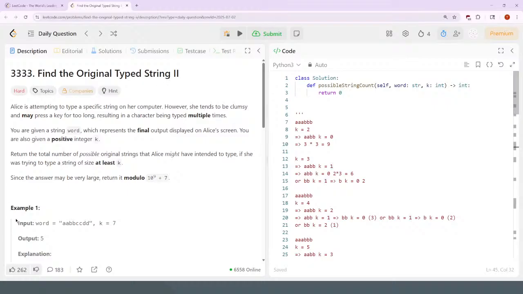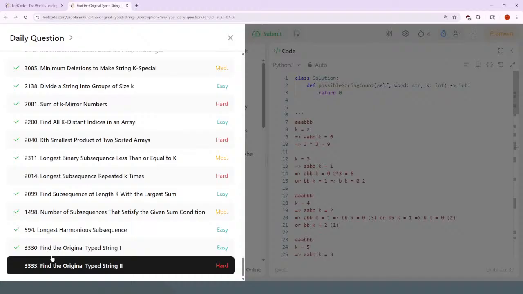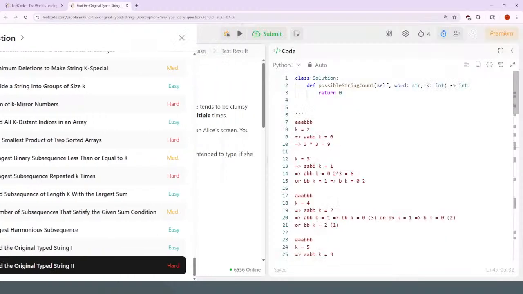I think part 1 was yesterday, or the last daily question. And that was supposed to be easy, and now this is supposed to be hard, so I think I might have skipped something. I think it was yesterday. Yeah. Part 1 was easy, part 2 was hard.